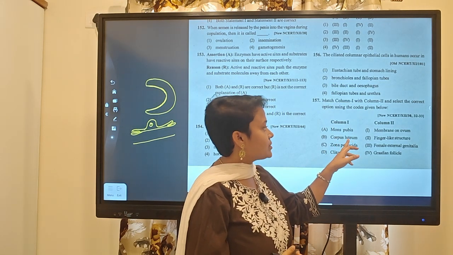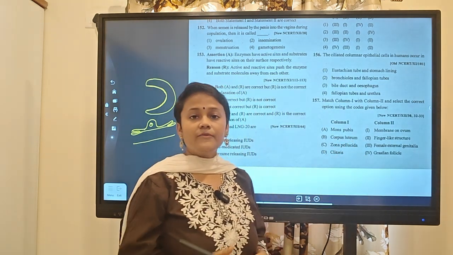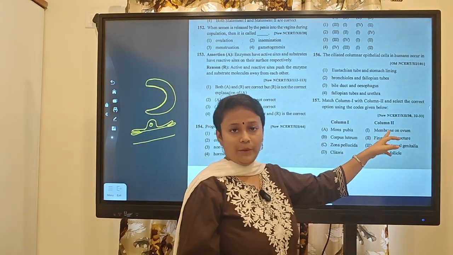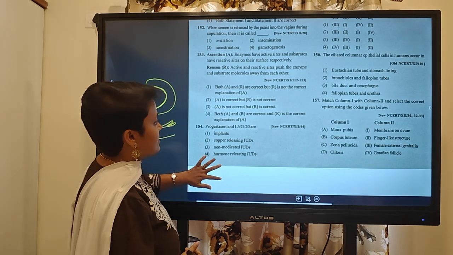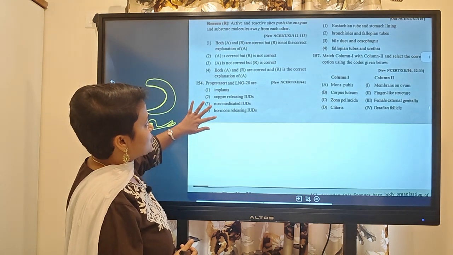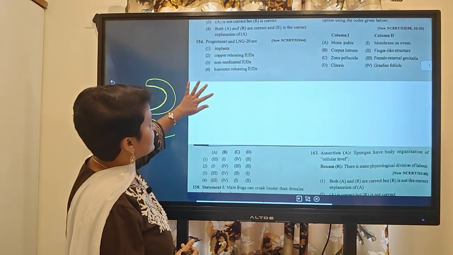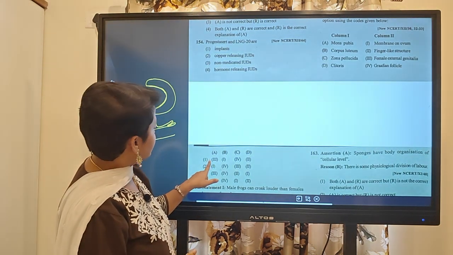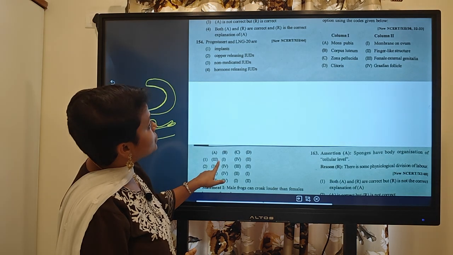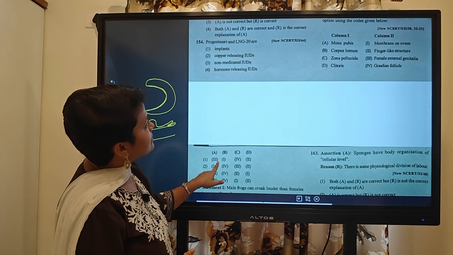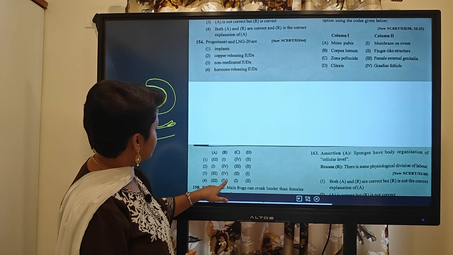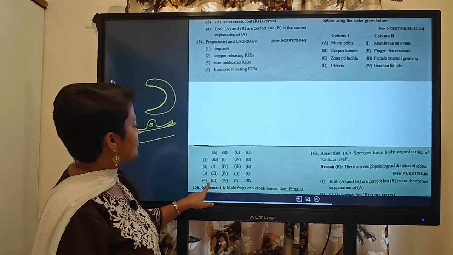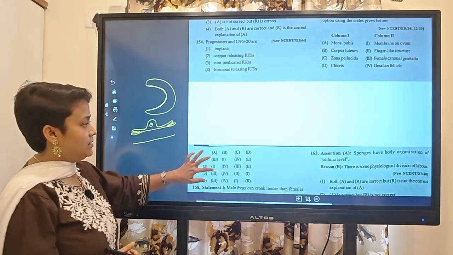Corpus luteum will form after the rupturing of Graafian follicle. Zona pellucida is the membrane on ovum. So based on that, you have to give the answer. So 157, the answer will be here. 1 will be 3, 2 will be 4, C will be 1 and D will be 2. Fourth option will be the correct answer.